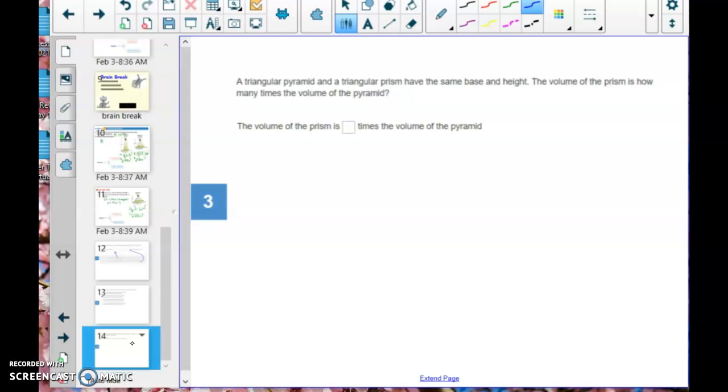A triangular pyramid and a triangular prism have the same base and height. The volume of a prism is how many times the volume of a pyramid? And like we watched in that video, although you weren't able to watch the video, but in class they were, it is 3 times the size.